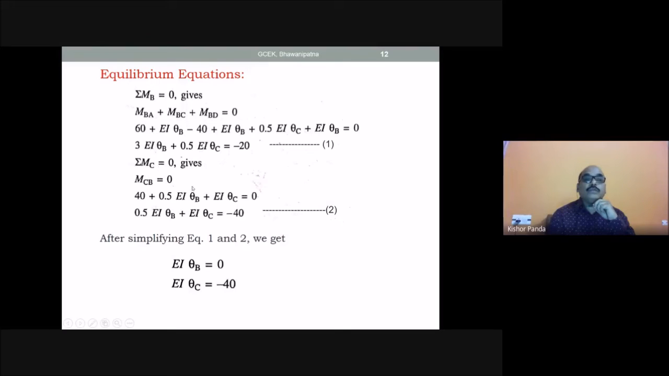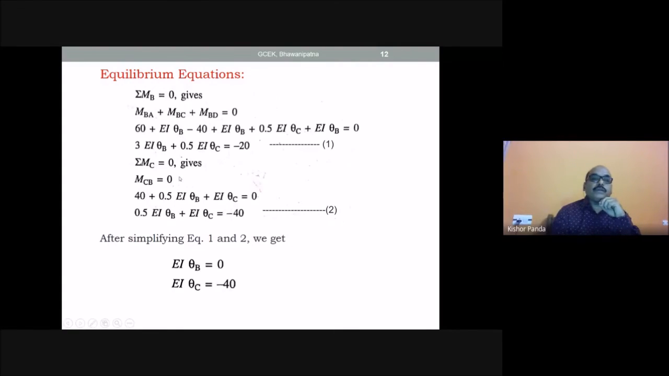So summation of MC means there is only one member, CB. MCB is equal to 0. After putting this MCB here, you will get this. This is the second equation. After simplifying equations 1 and 2, because there are two unknowns, theta B and theta C, here also theta B and theta C.